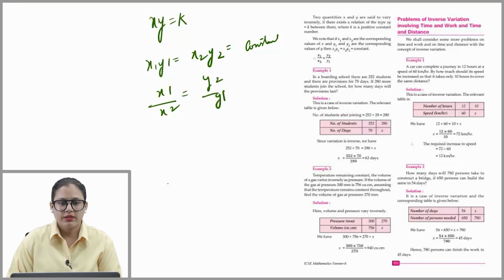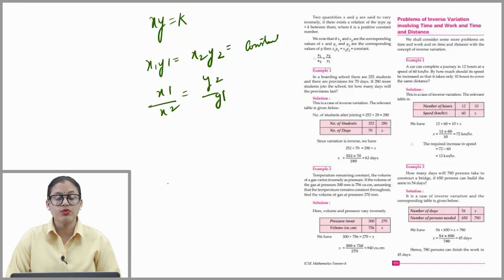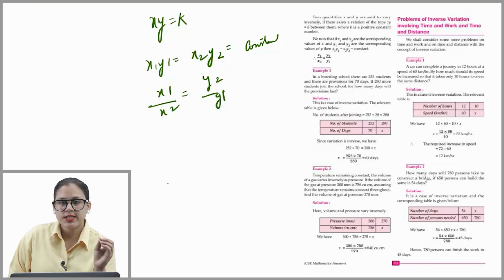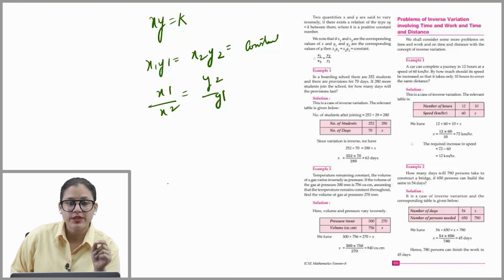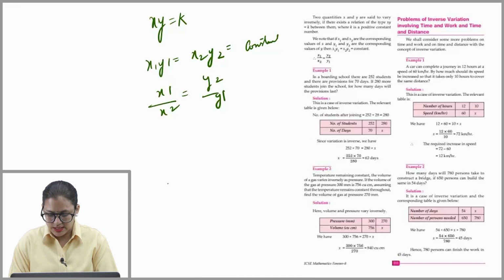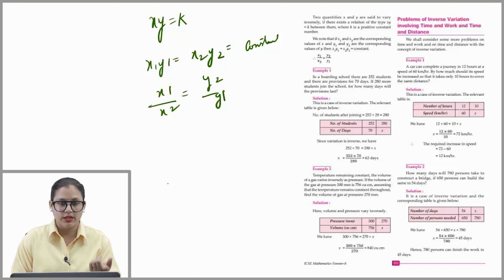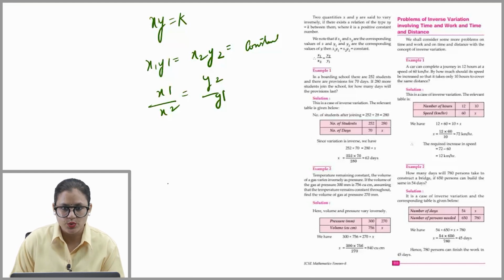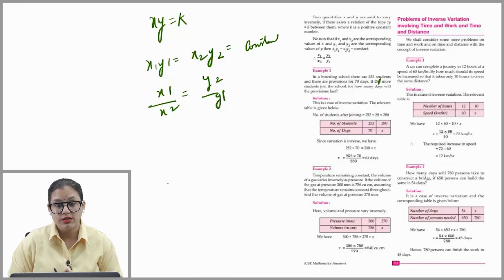Example 1. In a boarding school, there are 252 students and there are provisions for 70 days. If 280 more students join the school, how many days will the provision last? So, this is a case of inverse variation. The relevant table is given here: number of students after joining. Initially, there were 252 students and then 28 more students joined. Now the number of students, 252 plus 28, is equal to 280.